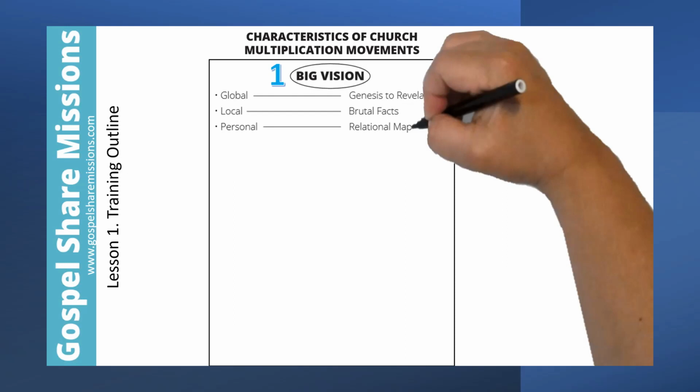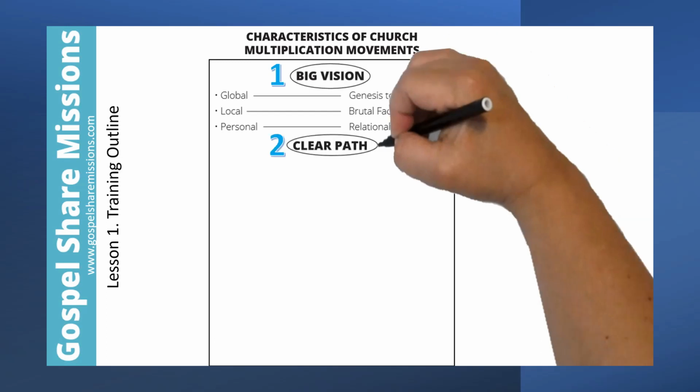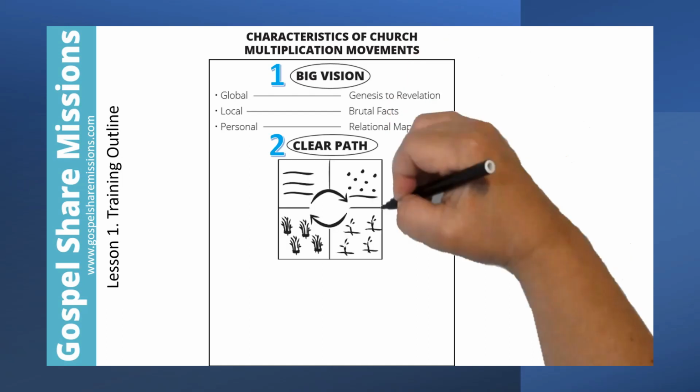So the first characteristic of a church that moves to growth and multiplication has a big vision: global, local, and personal. Now the second characteristic of a church that moves to growth and multiplication is a clear path. Tell them to write down number 2, clear path. They don't walk in a maze, without direction and without vision, but they walk on a clear path. Draw this square with the drawings in it. Here we call the clear path the Four Fields Discipleship.